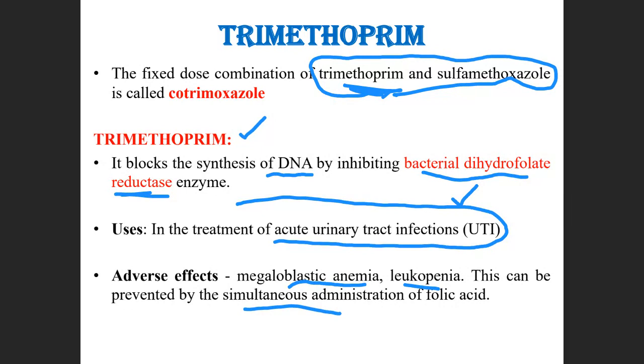What is leukopenia? A decrease in the number of white blood cells will also be seen. So this is a problem. What happens when the number of white blood cells, WBCs, is decreased in the body? The patients are more prone to get infection when compared to other persons.